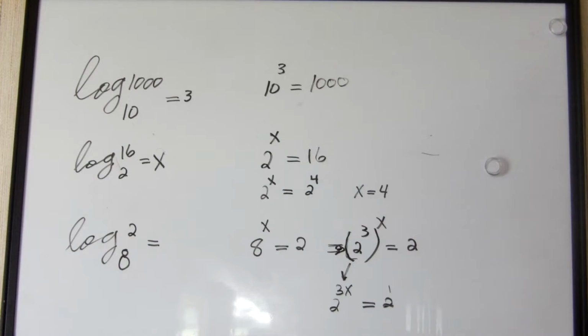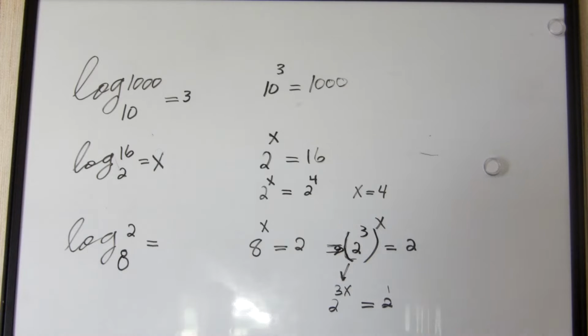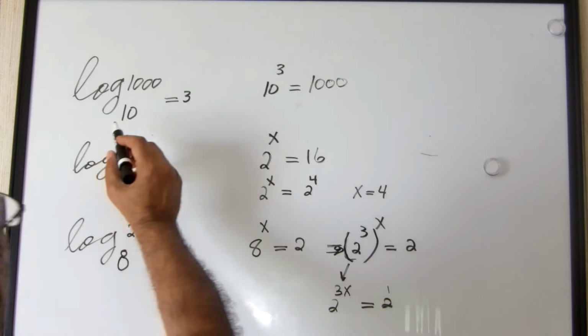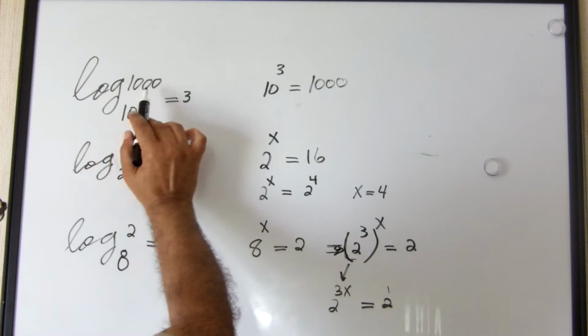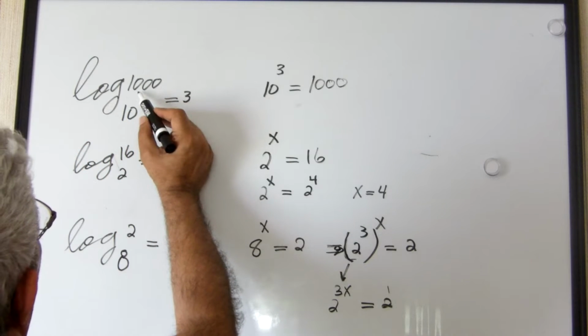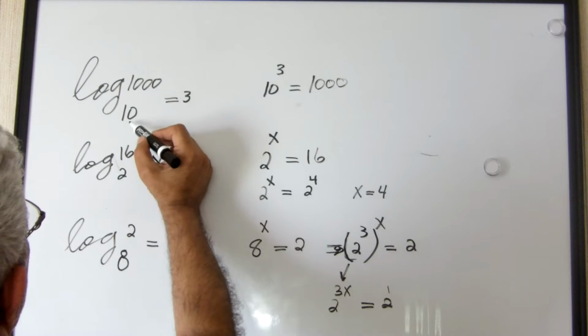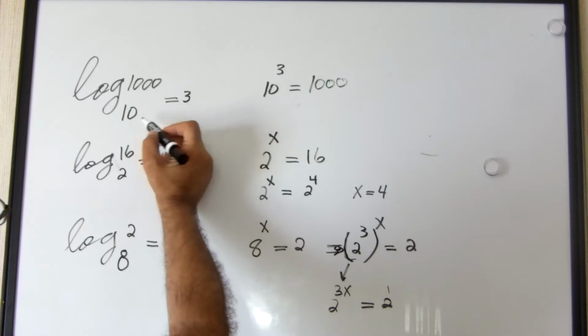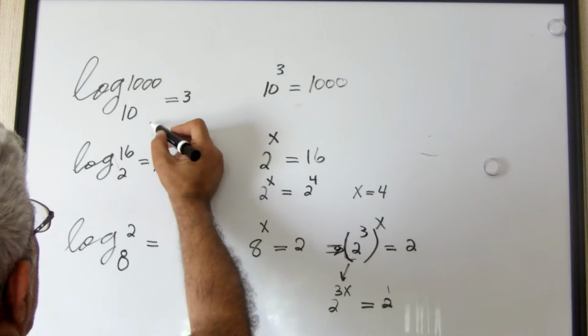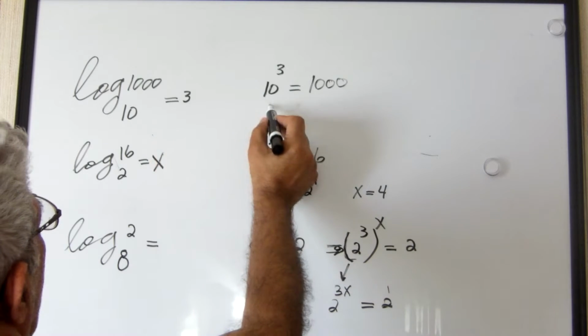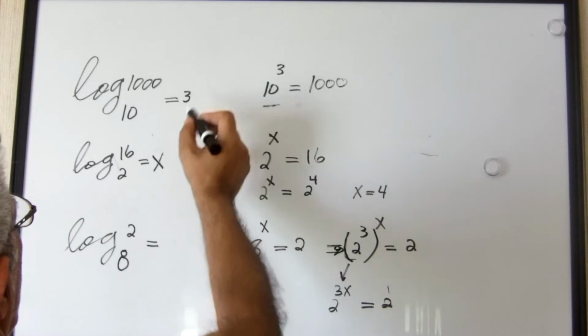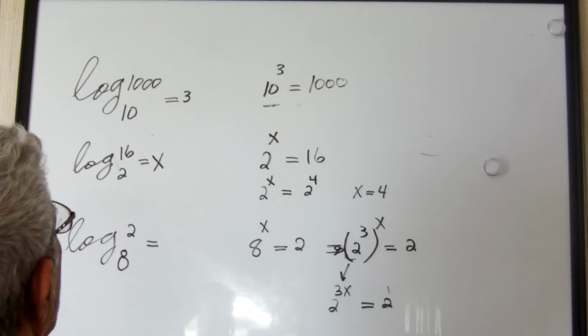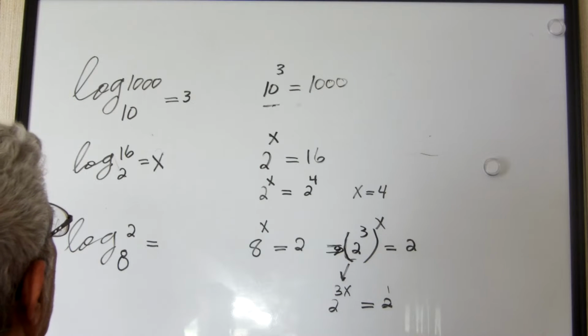Let's talk about this logarithm. We say log of 1000 to the base 10 is equal to 3. You should do it this way: 10 to the power of 3 is equal to 1000.